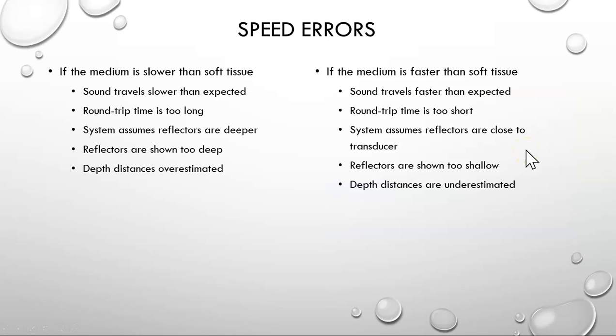So if the medium is slower than soft tissue, sound travels slower than expected and the round trip time is too long, and the machine will assume that the structures are deeper than they really are. If the medium is faster, then the sound travels faster than expected and the round trip time is too short.